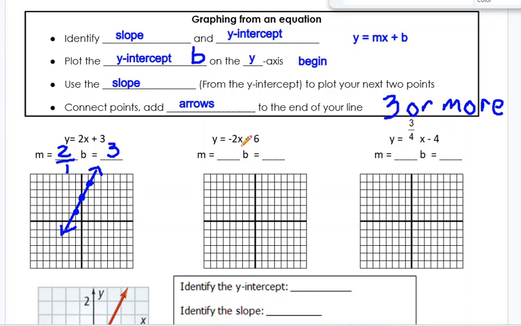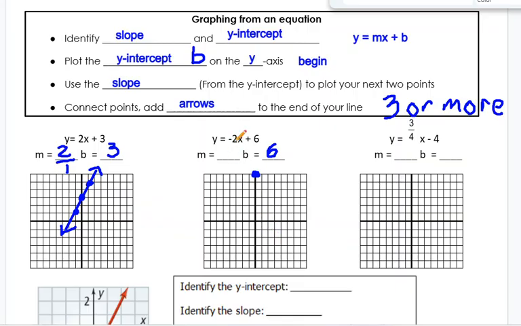All right, let's do the next one. Next one says y equals negative 2x plus 6. My first thing here is I want to find my y-intercept. That's where I want to begin. So that's my b. My y-intercept here is 6, and 6 on my y-axis is 1, 2, 3, 4, 5, 6, very up top. That's where I'm going to begin. I'm going to start right there.